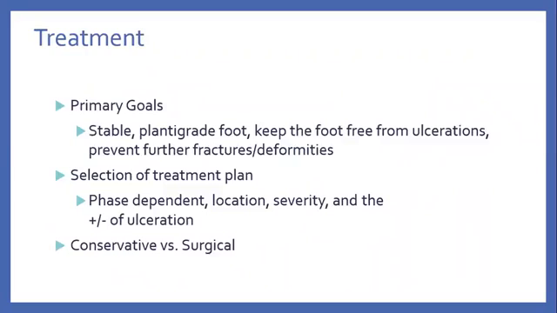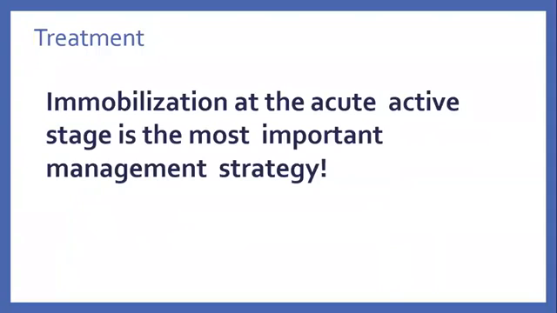So treatment primary goals are to obtain a stable plantigrade foot, to keep the foot free from ulcerations, and to prevent further fractures and deformities. The selection of the treatment plan is dependent on what phase of Charcot that you're in, the location, severity, and the presence or absence of an ulceration. So you can consider conservative versus surgical treatment. Immobilization at the acute active stage is the most important management strategy. This is very, very important to remember.